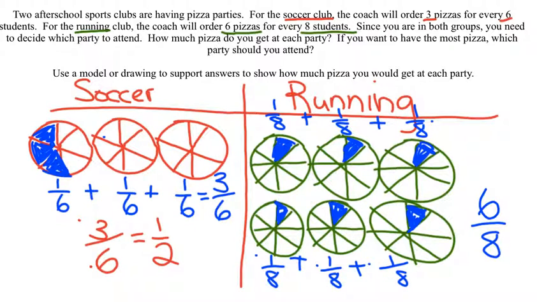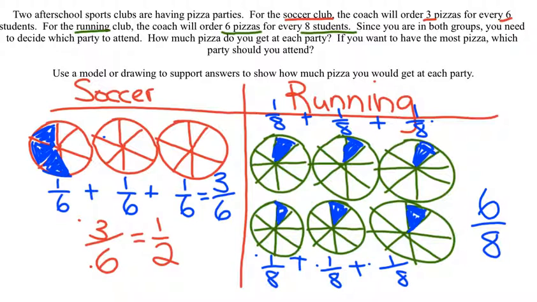Now the last section is, if you want to have the most pizza, which party should you attend? There are a couple of ways you can look at it. First thing you can do is look at 3/6 and 6/8. And I'm going to write this in a separate color so that you can see it. Let's do this in black. I'm going to write it up here.